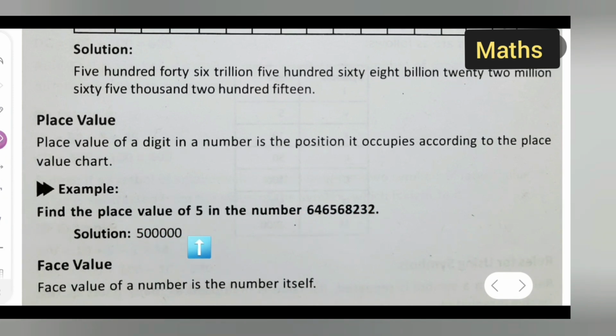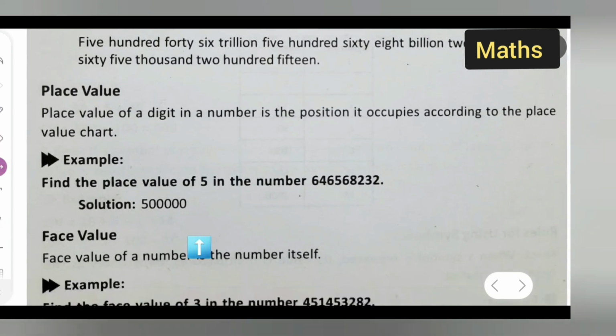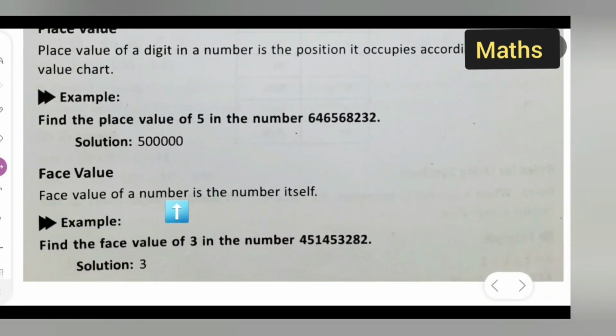Okay, so let us see the face value. The face value of a number is the number itself. For example, if you take the same thing, find the face value of 3 in the number 451453238. So what is the face value of 3? The solution is 3 itself, because the face value is 3, right? So it's already given.